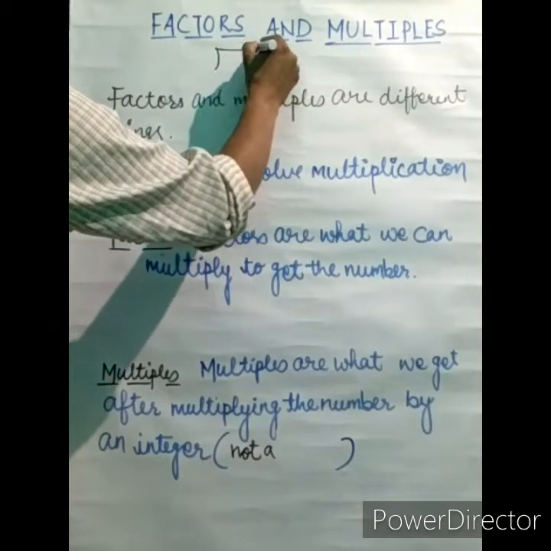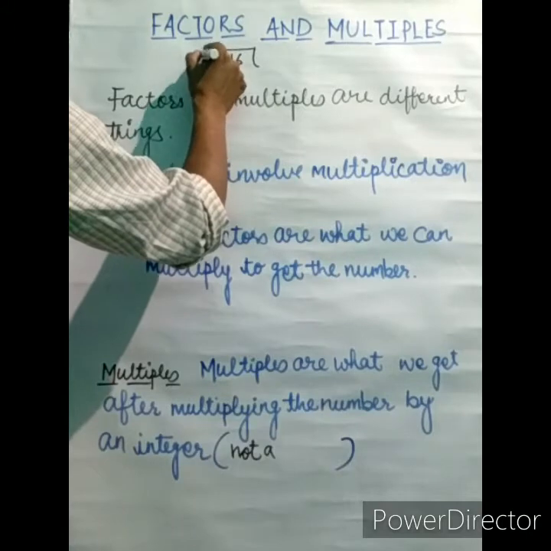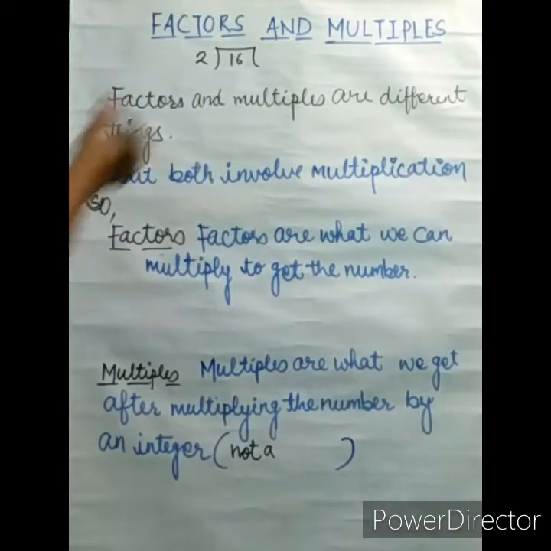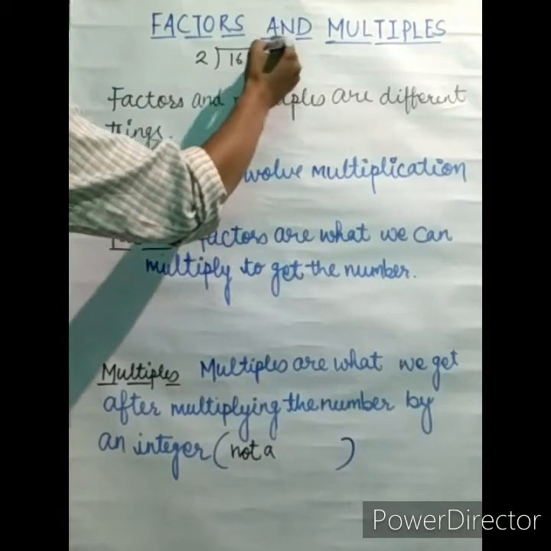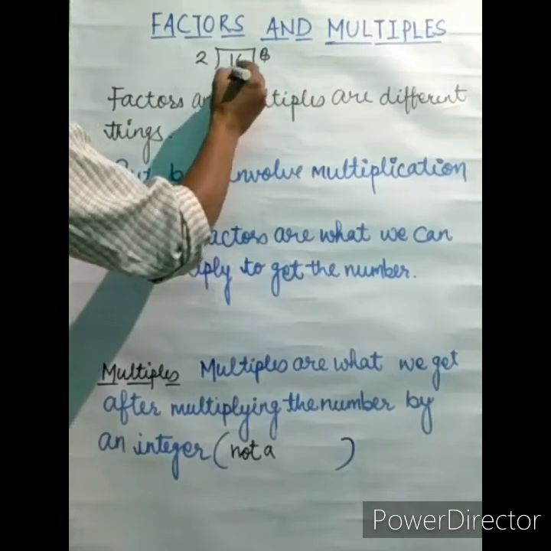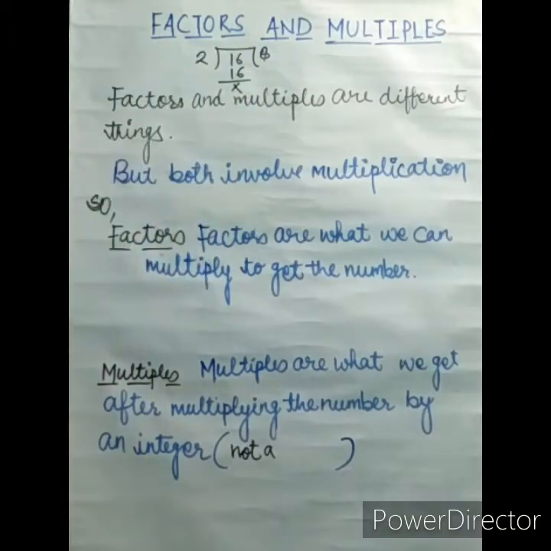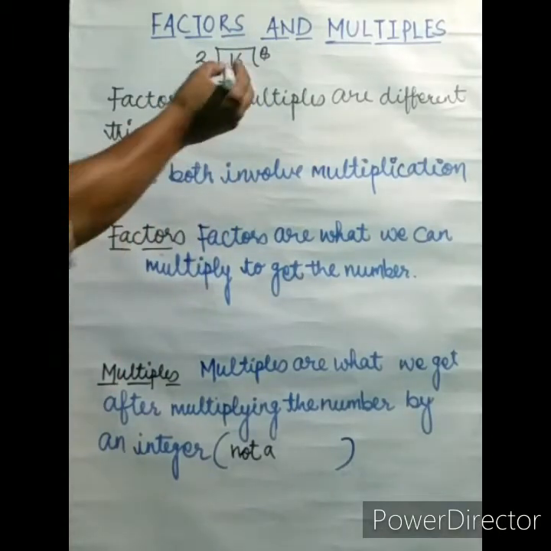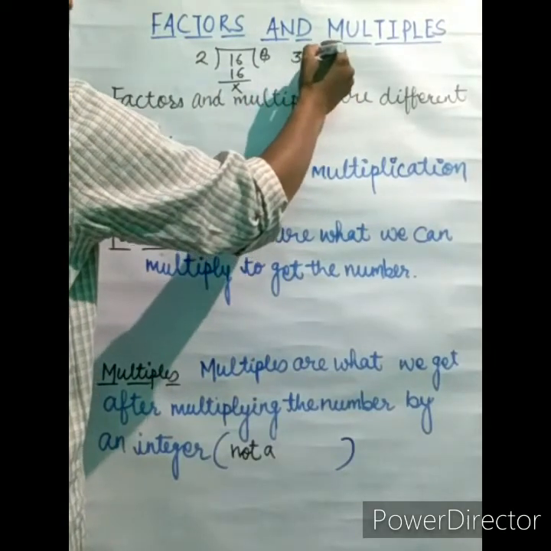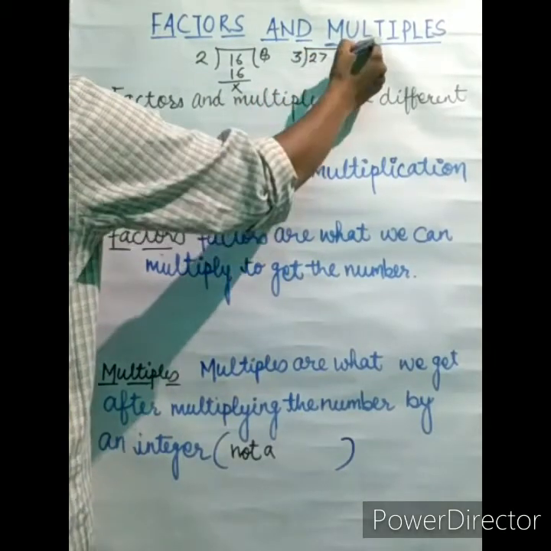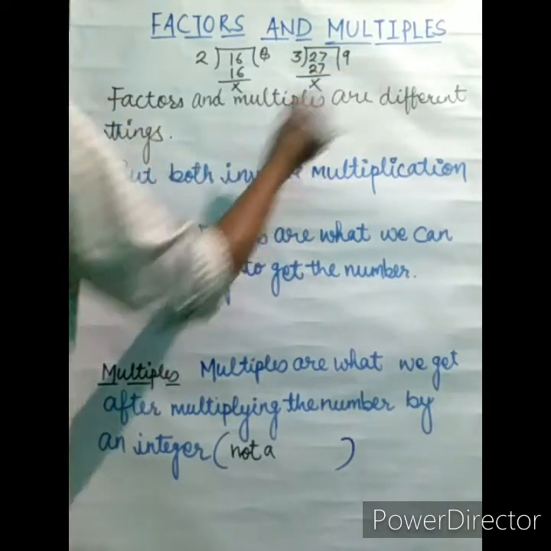We are dividing any number. You can take 16 divided by 2. You know that if you read the table of 2, 2 times 8 is 16, so the remainder becomes 0. Any other number you can take: 3 divides 27, 3 times 9 is 27, the remainder becomes 0.